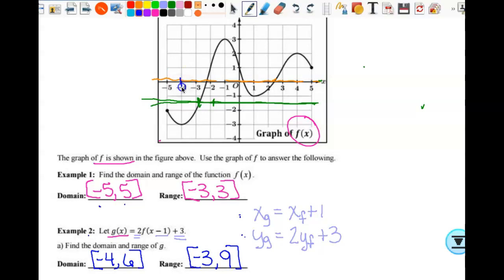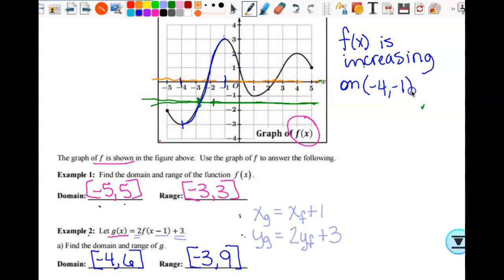-4, okay? -4 is right there, right? And then we increase until we get here, which is at -1, right? So I can say f of x is increasing on the intervals from -4 to -1, right? And then we start increasing again at 1 and go to 4. We agree with that? Okay, that's not what they're asking us for, but we need that, right?